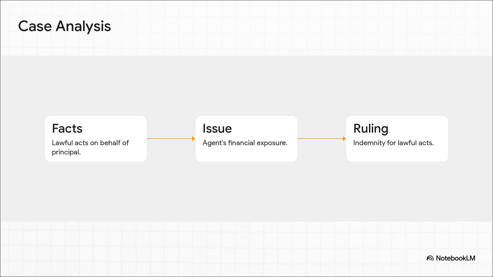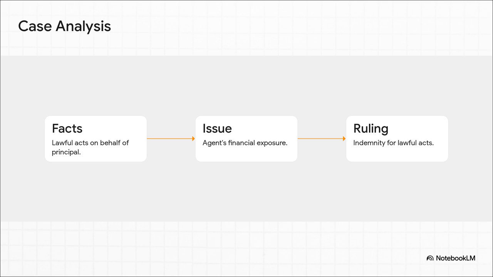So, Step 1. The facts. The agent here acted explicitly upon the principal's orders, purchasing goods and executing a completely lawful commercial transaction. Step 2. The legal issue. Following this lawful act, the agent faced severe financial exposure and loss. Naturally, the principal tried to wash their hands of the liability, arguing the agent should bear the brunt.